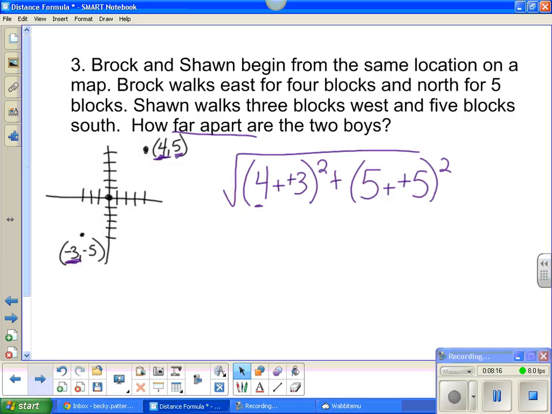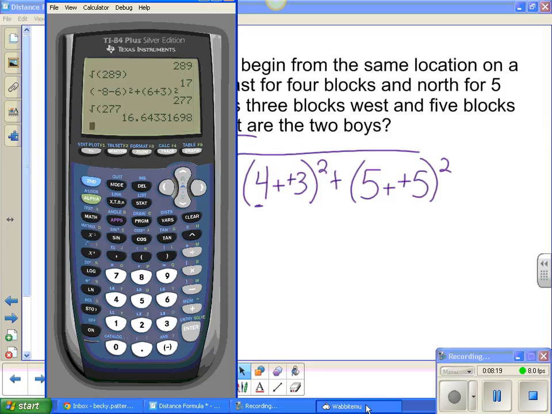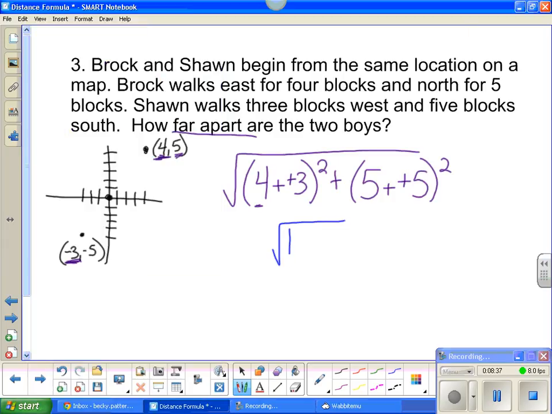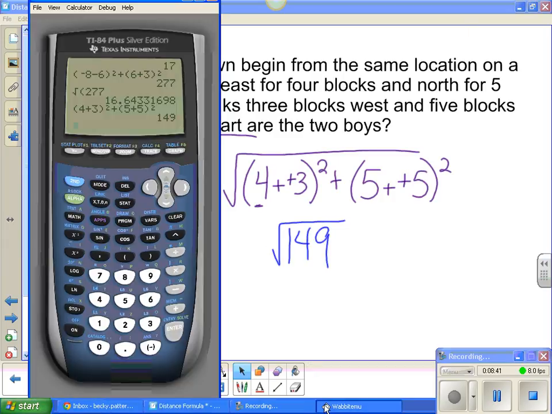And then we are ready to enter it into our calculator. Always starting with the parentheses, not the square root. So parentheses, 4 plus 3 squared plus 5 squared gives me 149. But you know that that's still under the root. And that could be your answer, but you need to check and see if it's a perfect square. So the square root of 149 gives me a decimal, so 12.2.